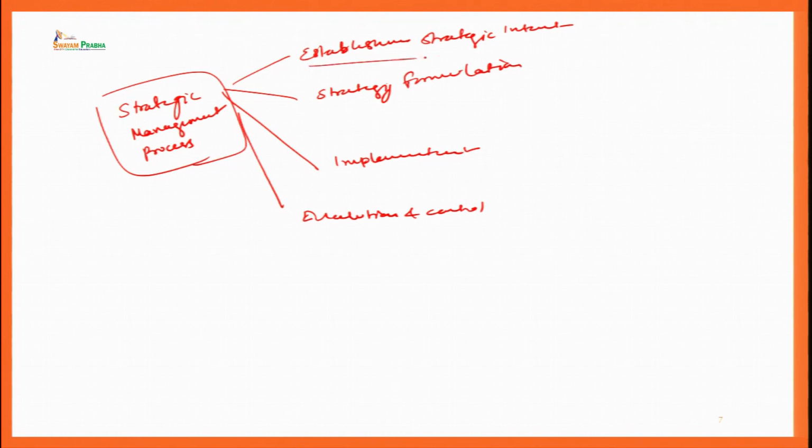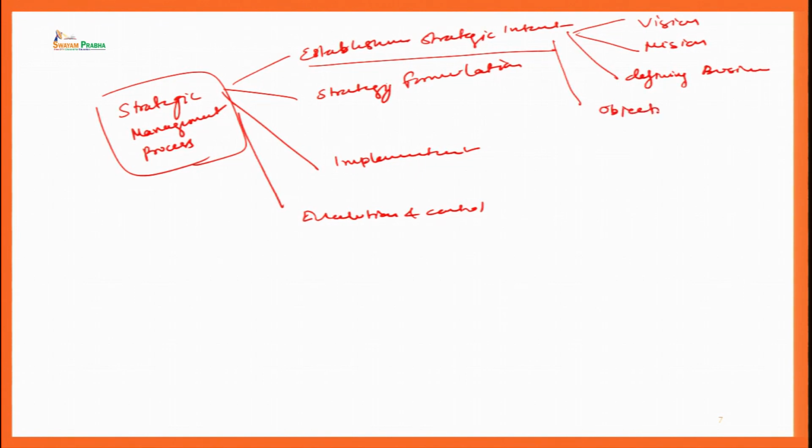Under the establishment of strategic intent, there are certain things to be formed, like the formation of vision, mission, defining of business, and your objectives, which give you a broad classification of the directions we need to follow: what is the reason for my existence, what is going to be the nature of my work, and what is going to be the priority of doing the work, all of which become clear in your mind.